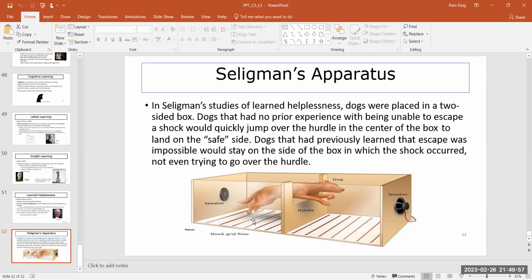So for Seligman, he was saying that that group of dogs had learned helplessness. They learned to just give up. And it extended to where even when there was an escape, they gave up.